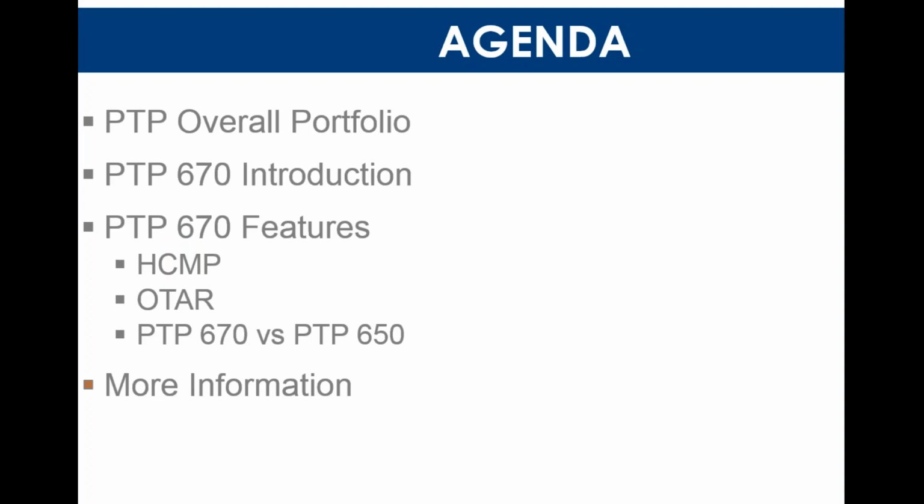So the agenda for today is to do a quick overview of our PTP portfolio, talk about some use cases, then we're going to get into the PTP 670. Then we're going to talk about some of the features, three main ones notably being HCMP and OTAR, followed by the comparison between the PTP 670 and the PTP 650, which is what the 670 is based on. Next, we're going to provide you some information on where you can find more spec sheets and more knowledge to learn more.